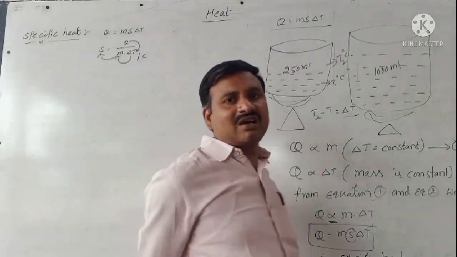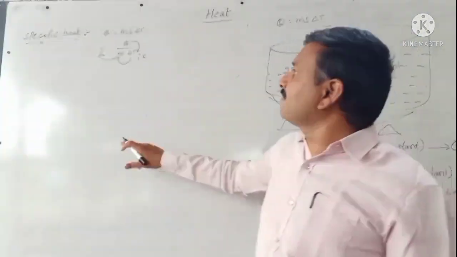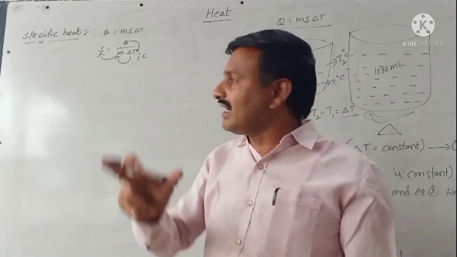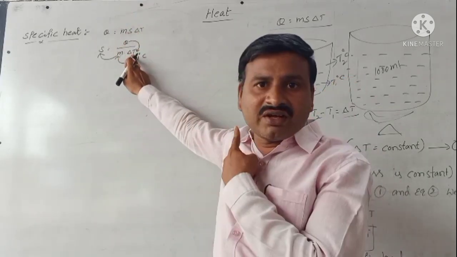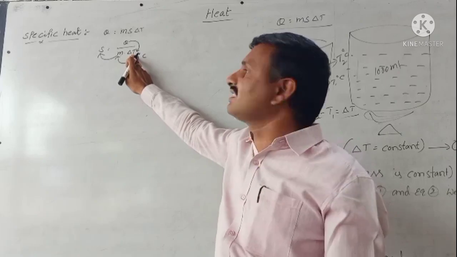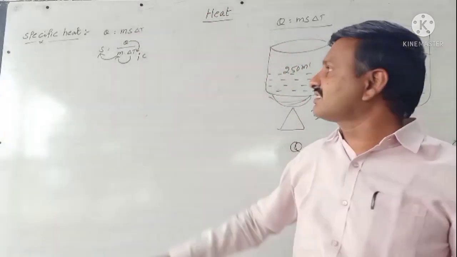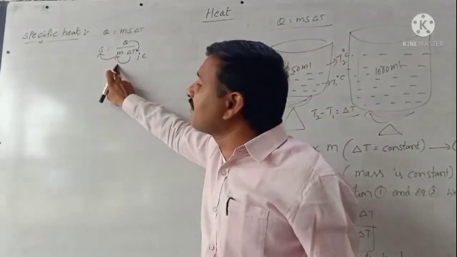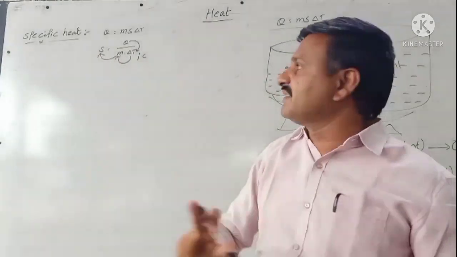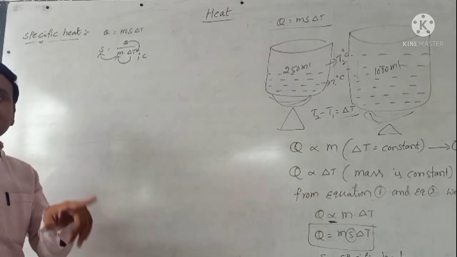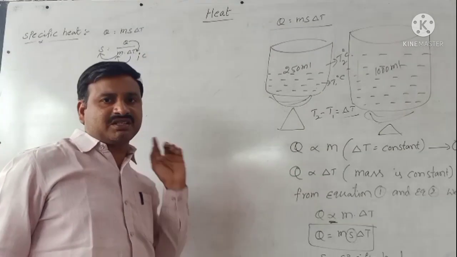Again, I am telling the definition of specific heat. Specific heat means the amount of heat required to raise the temperature by how much? 1 degree Celsius. So the amount of heat required to raise the temperature by 1 degree Celsius per unit mass of the substance is known as specific heat. Specific heat always depends upon the nature of the material or substance.